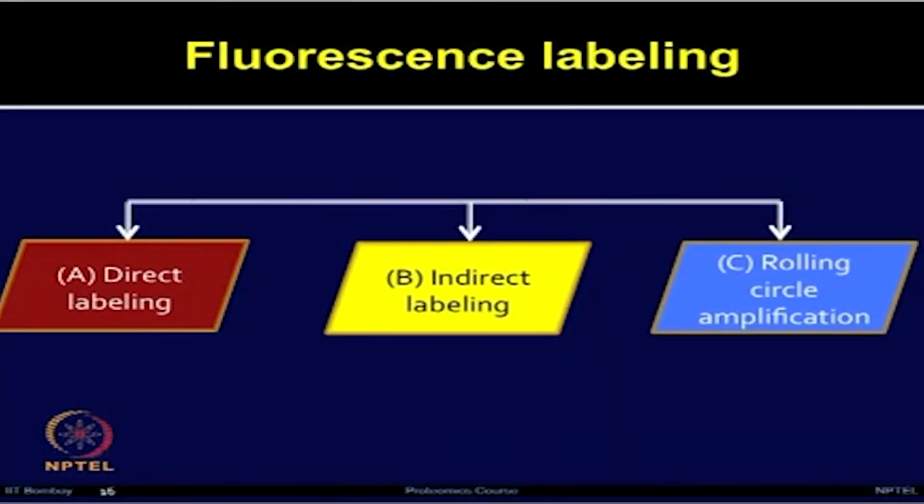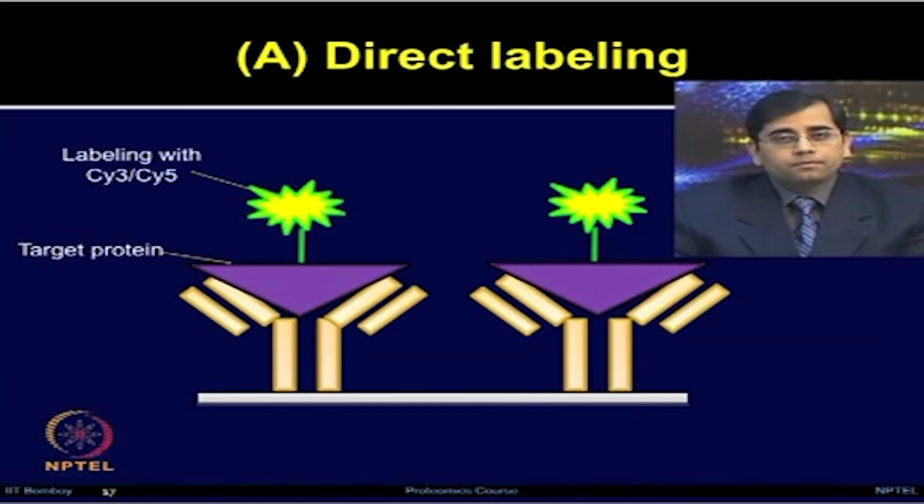The different types of fluorescence labeling methods have been employed for protein microarray based applications, which include direct labeling, indirect labeling as well as rolling circle amplification or RCA based method. I will talk about each one of these in a little bit more detail. Let us first talk about direct labeling method. In direct labeling, the target protein is labeled directly with the fluorophore. Commonly used ones are Cy3 or Cy5, which is captured by the immobilized antibody on microarray surface.